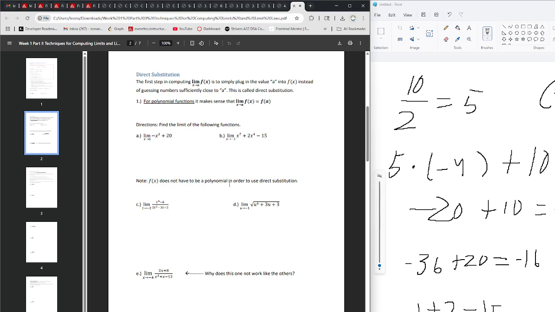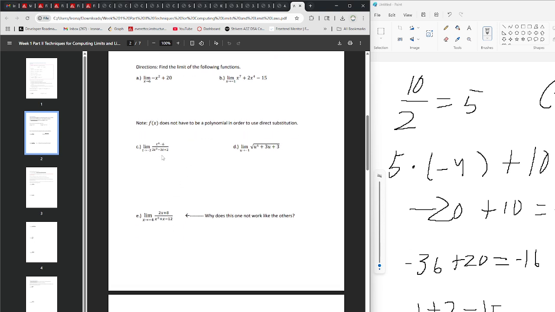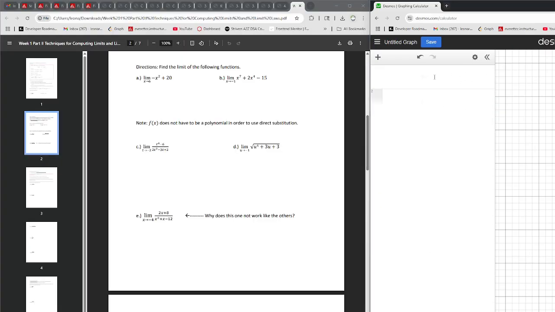f of x does not have to be a polynomial in order to use direct substitution. Do I need to plug all these in? Honestly, is this just Desmos work? This might just be Desmos work. So if we have f of t, sorry. I'm not doing that for all of them.